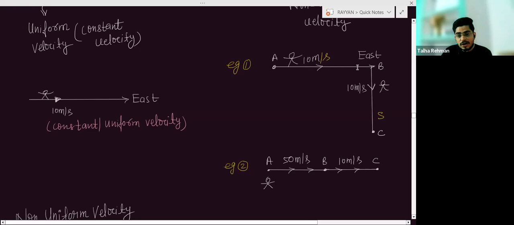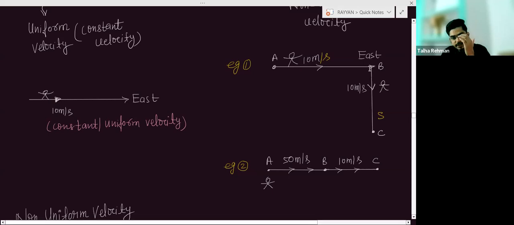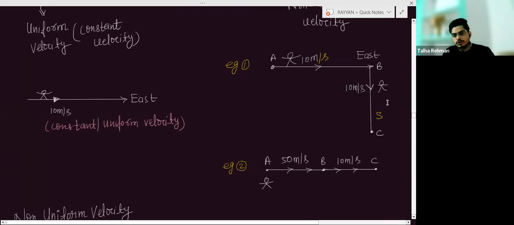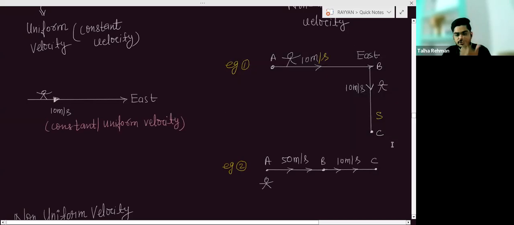But after the point B, the person takes the turn towards south. So now the direction of the person changes. What will you call this velocity? 10 meter per second towards south. So direction change means that in this example, velocity is changing.